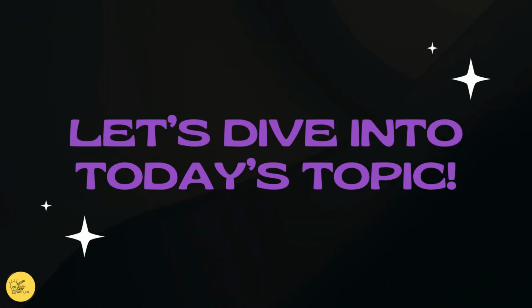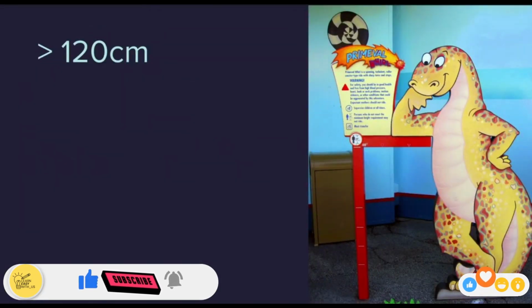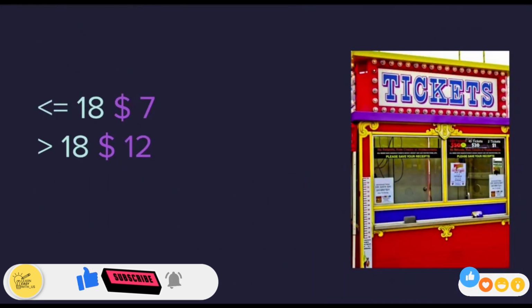Ready? Let's dive into today's topic. In previous lessons, we learned about using the if and else statements to check whether somebody is over 120 centimeters or not, and allow them to purchase a ticket if they are over a certain height. Now, in addition to the height, there's another condition that we need to check for, namely their age. If somebody is over 18 years old, then they should be paying the adult price, which is, let's say, $12. But if they are 18 or under, then they should only be paying $7.